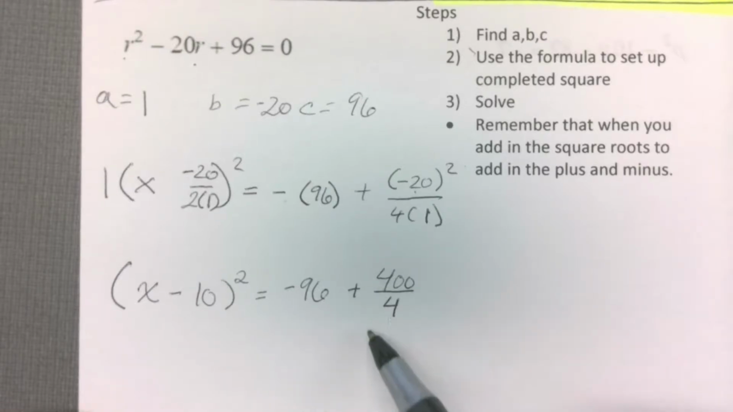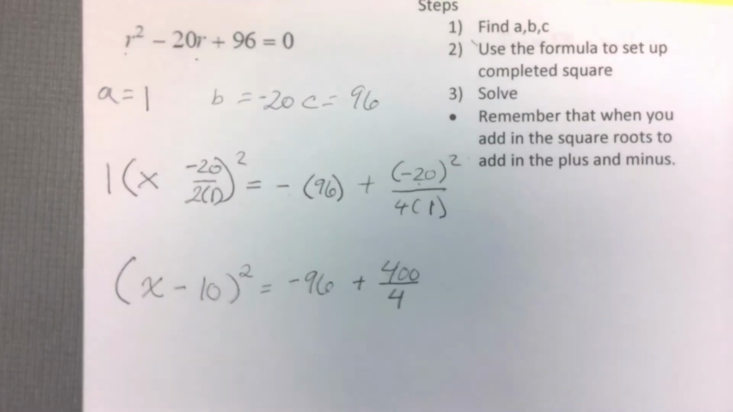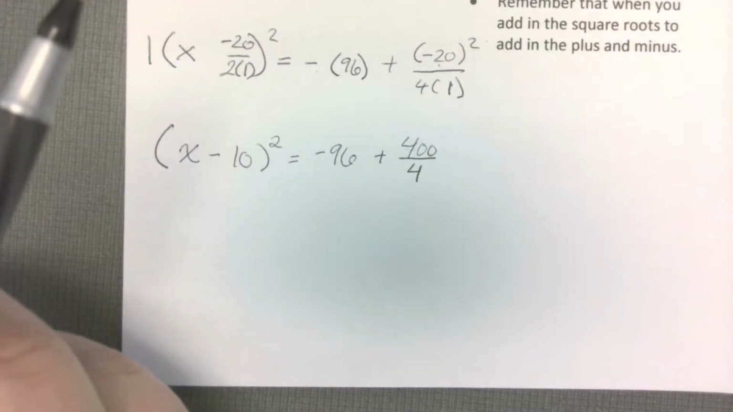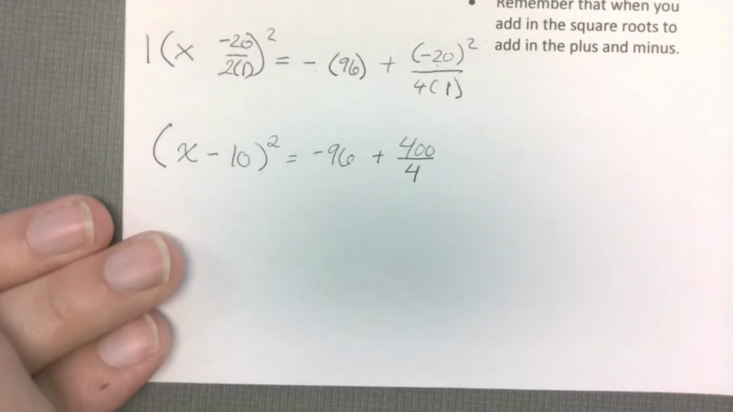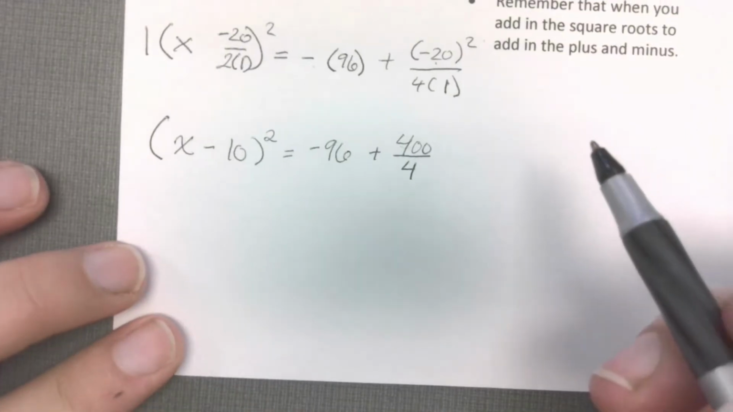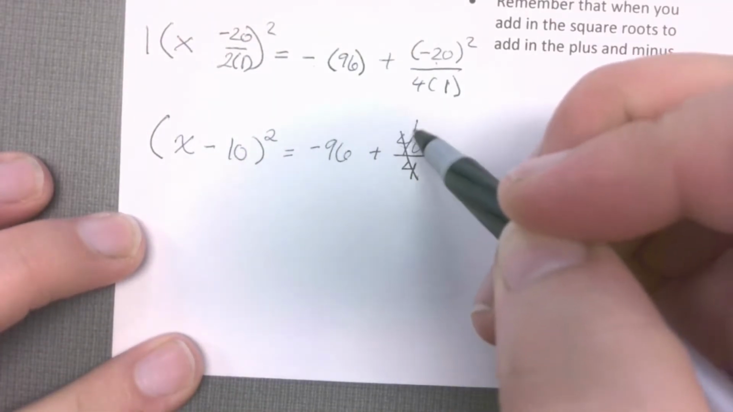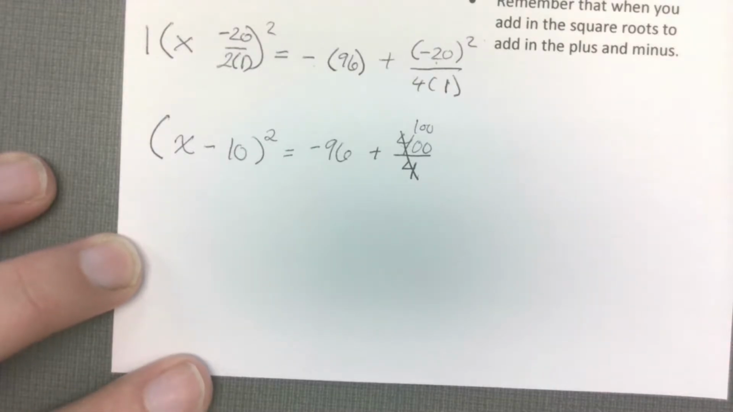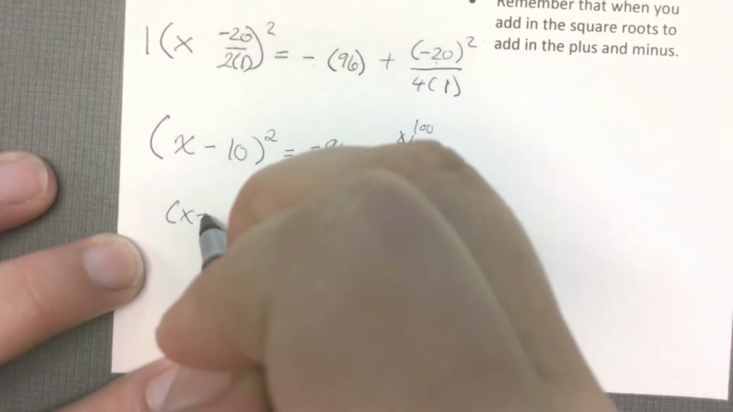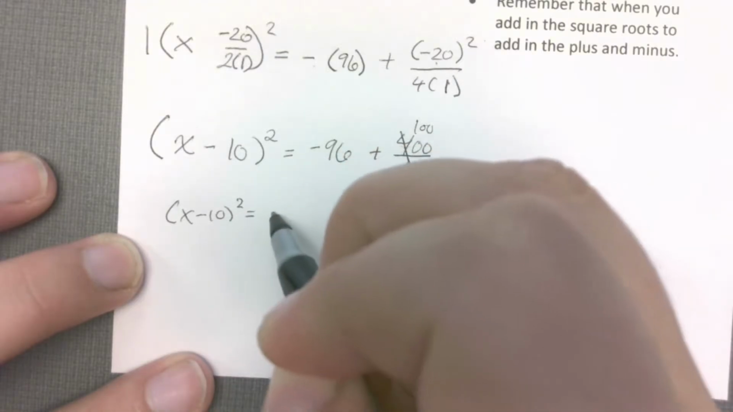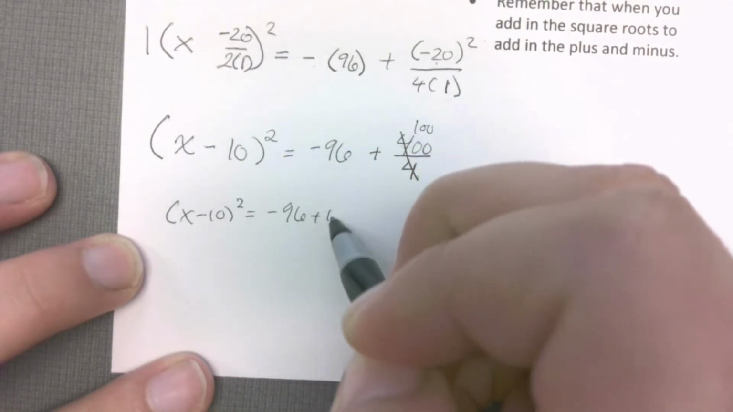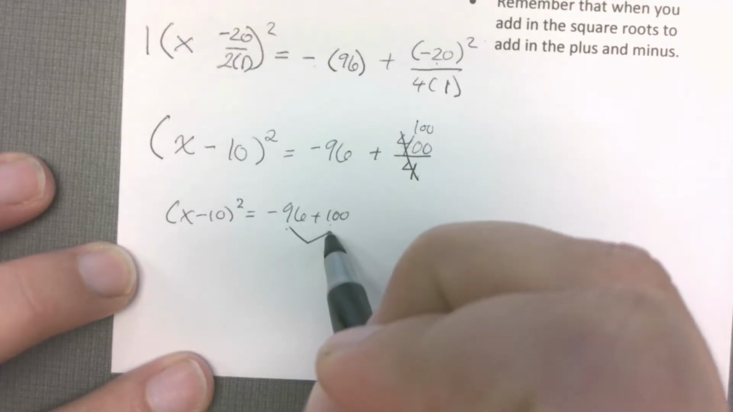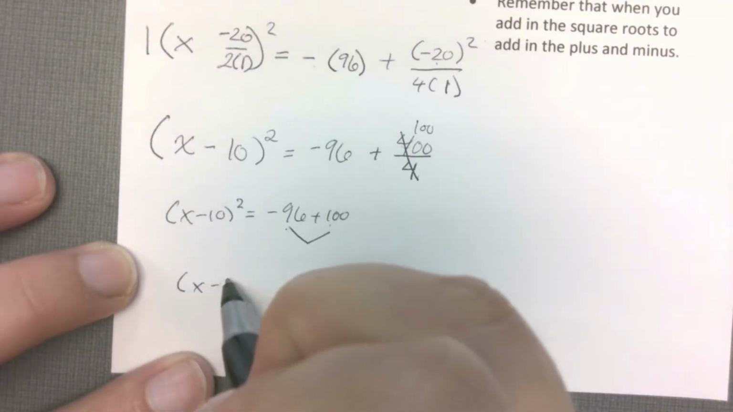What is 400 divided by 4? It's not 1. 100. So this would cancel out and be 100. What's negative 96 and 100 make? Good.